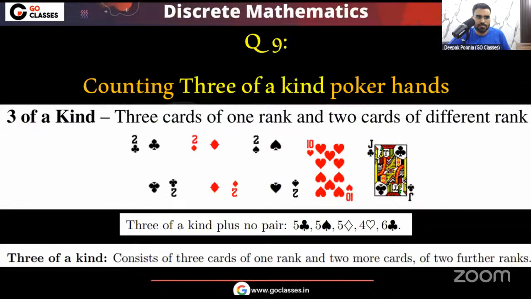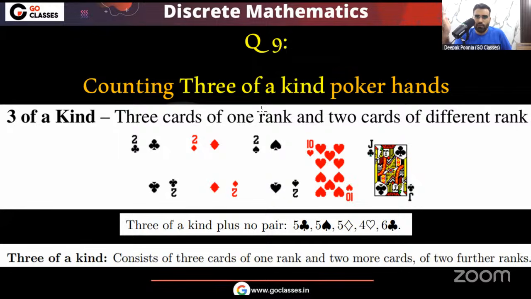Simple. Let's solve question number 9. Counting 3 of a kind poker hands. The definition is given to you. 3 of a kind means 3 cards of the same rank, 3 cards of the same value, and 2 cards of different value. Means we must have 3 of a kind. We must not have 4 of a kind. Please understand. It should not happen that you have 4 cards of the same value.